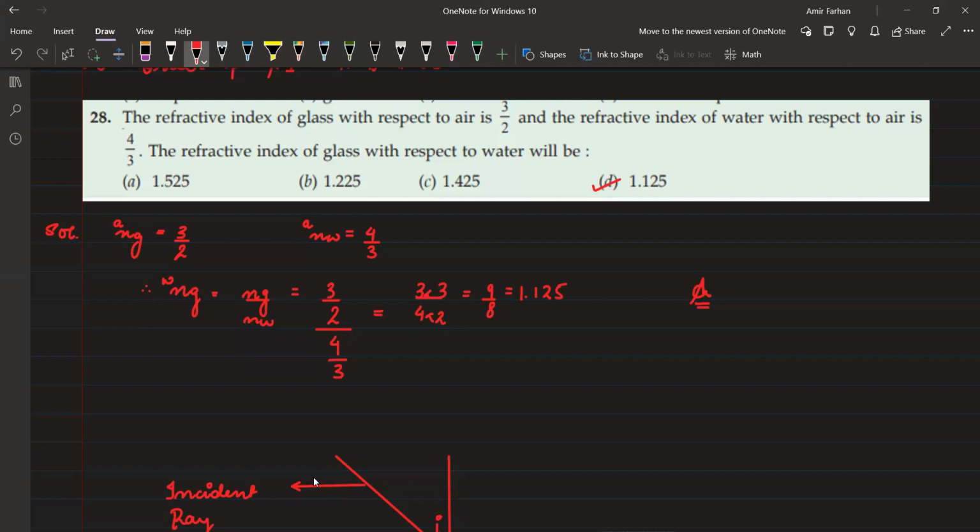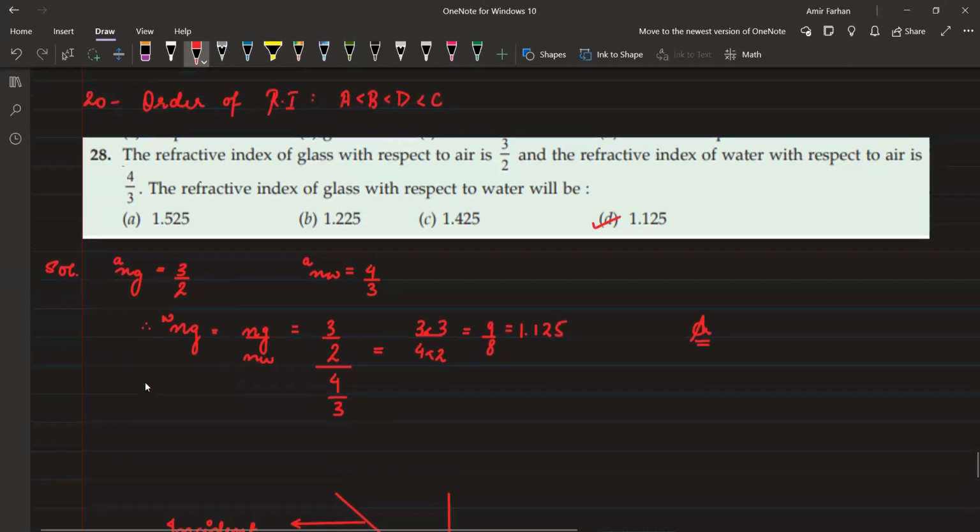So is it clear, Junaid? Now you can easily solve it, yes or no? Yeah. I will be sharing some assignment questions as well.